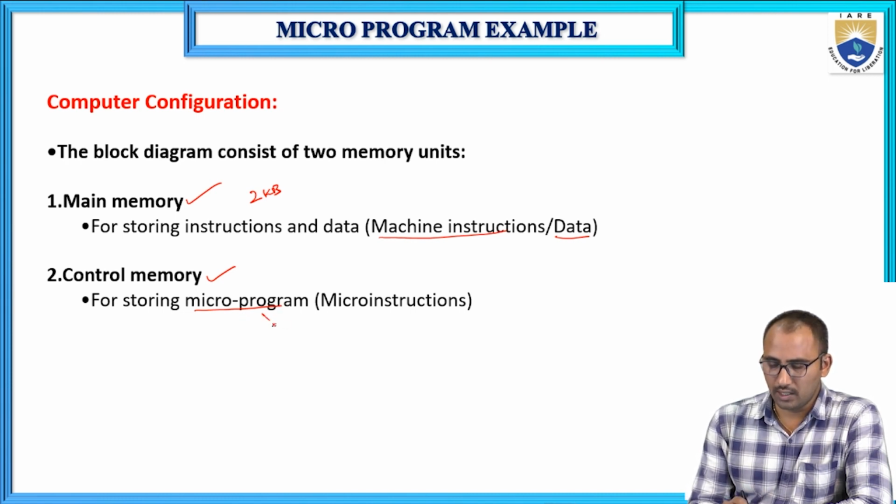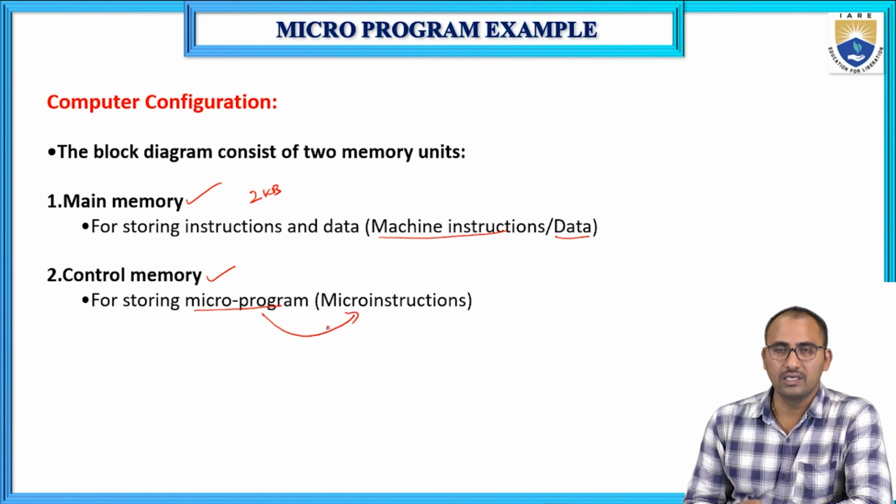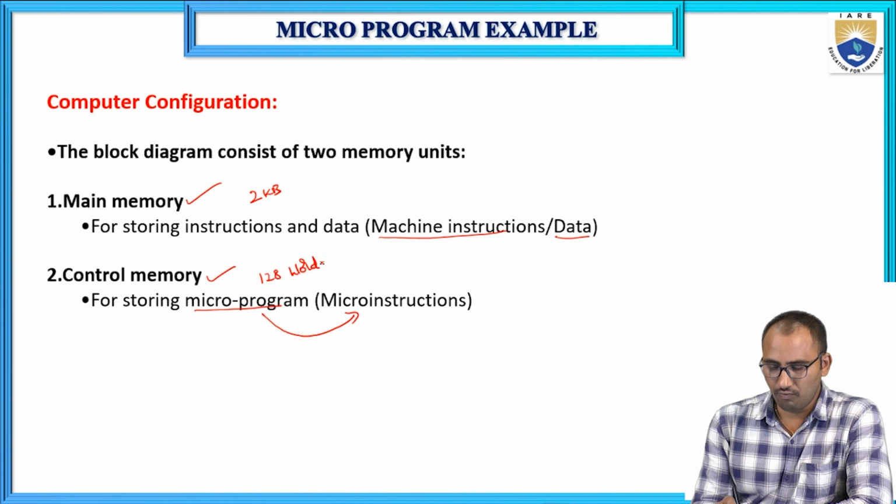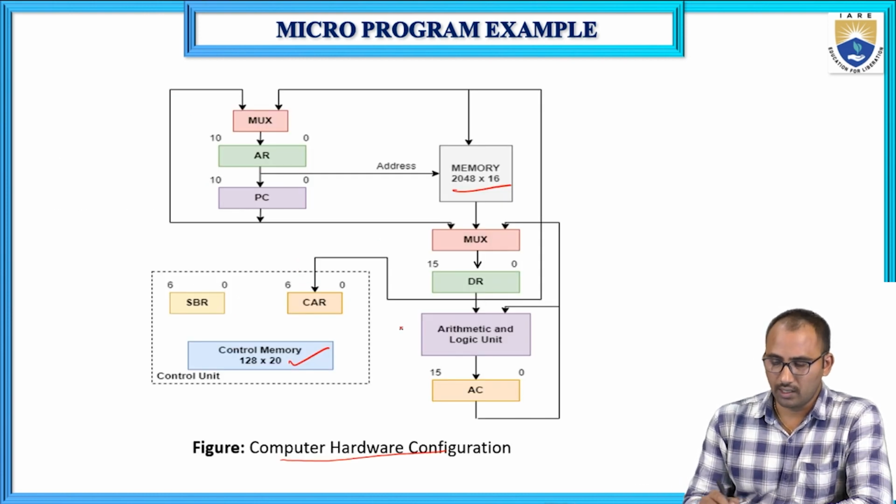A microprogram is nothing but a collection of microinstructions. And the size of this control memory is 128 words. Okay, so coming to the block diagram.